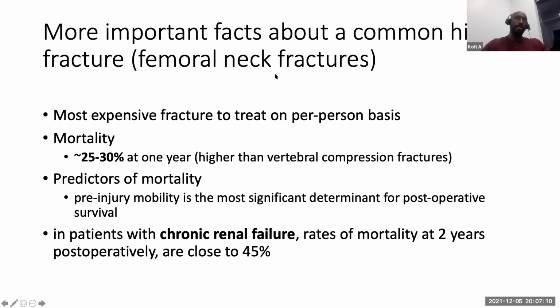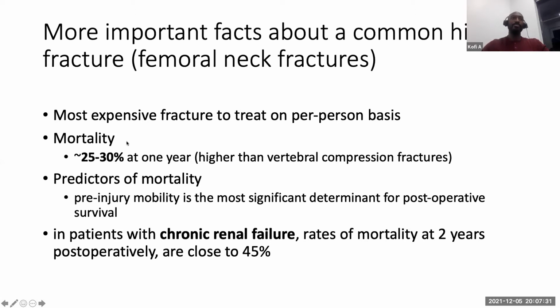Moving on, more important facts about hip fracture. In terms of the entire medical system, it's actually the most expensive fracture to treat on a per person basis. Talking about a specific type of hip fracture here. I mean that if you break your finger or you break your ankle, it's not as expensive as fixing a hip fracture, meaning that it's important to keep your bones healthy because it can be very costly to have this managed.